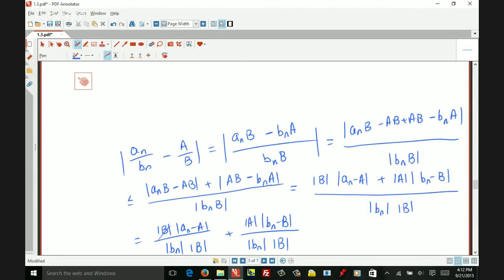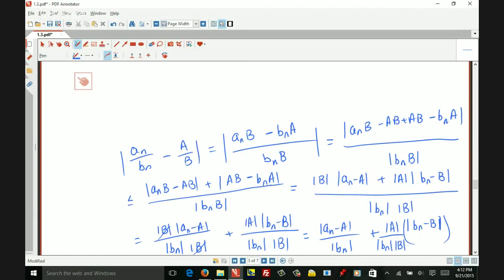Yeah, those are gone, and so you're going to have an a sub n minus a over absolute value of b sub n. Plus, on the second one, nothing really cancels, so you have to keep all of those terms. But I'm going to write it as absolute value of a over absolute value of b sub n, absolute value of b, times that b sub n minus b.